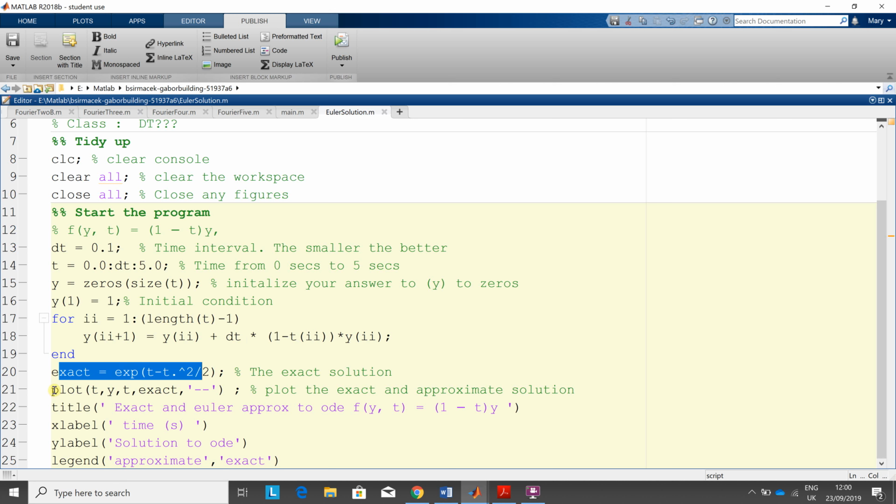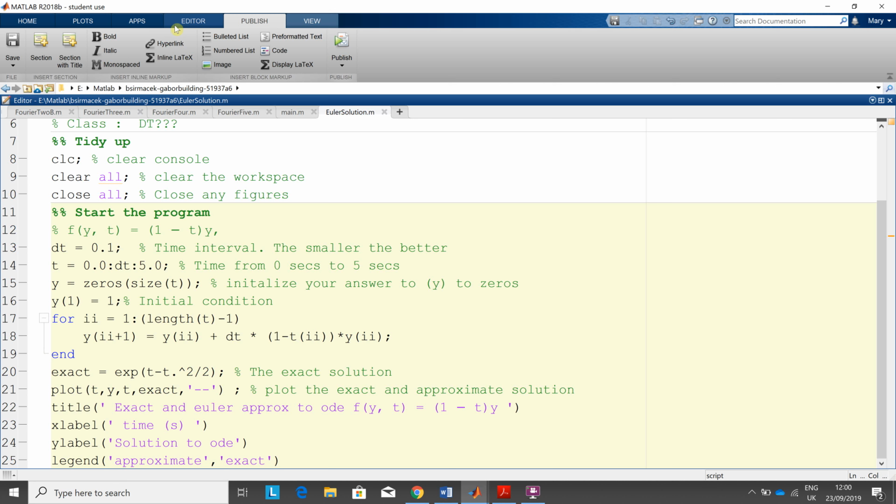Then I did a plot, a dual plot. So plot x comma y, that would be these two here. They'd be the approximate ones. These two here are the exact ones. This line here, line 22, puts on a title. Line 23 puts on an X label. Line 24 puts on a Y label, and then I put on a legend.